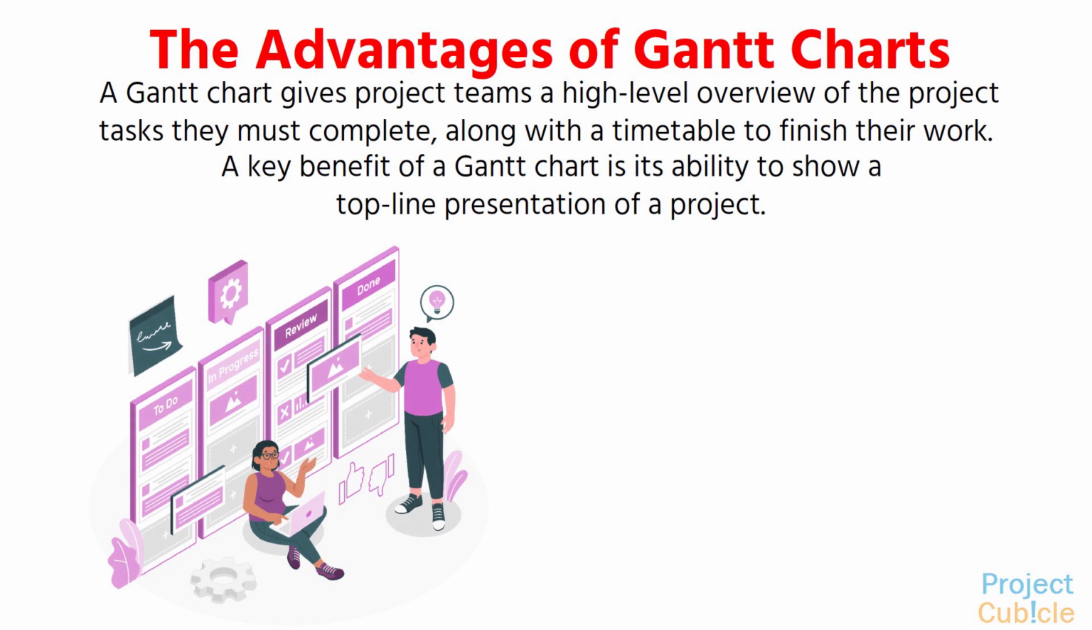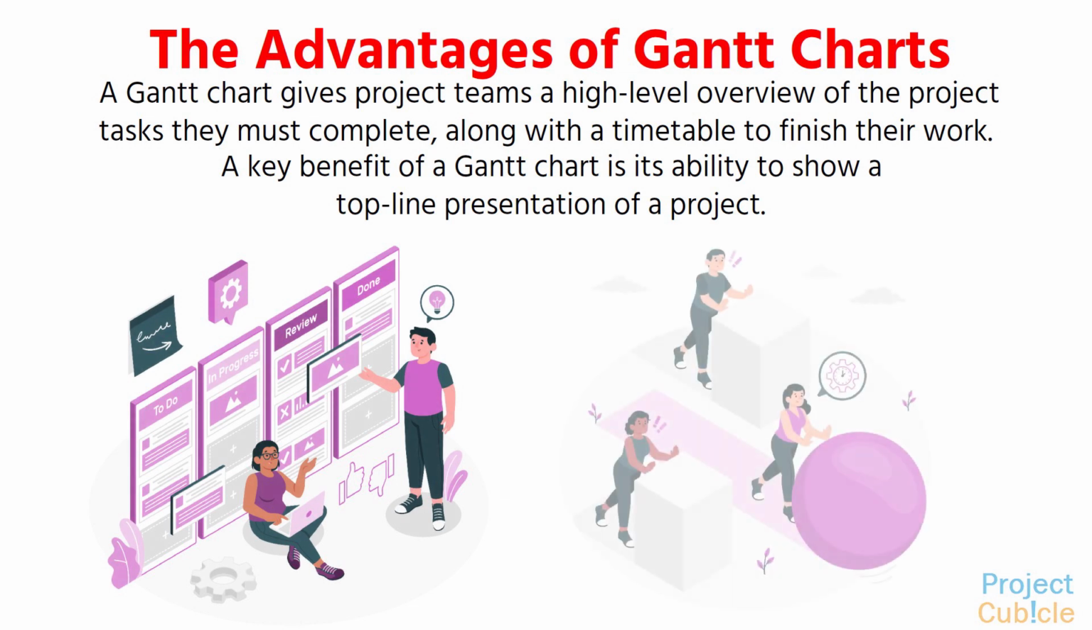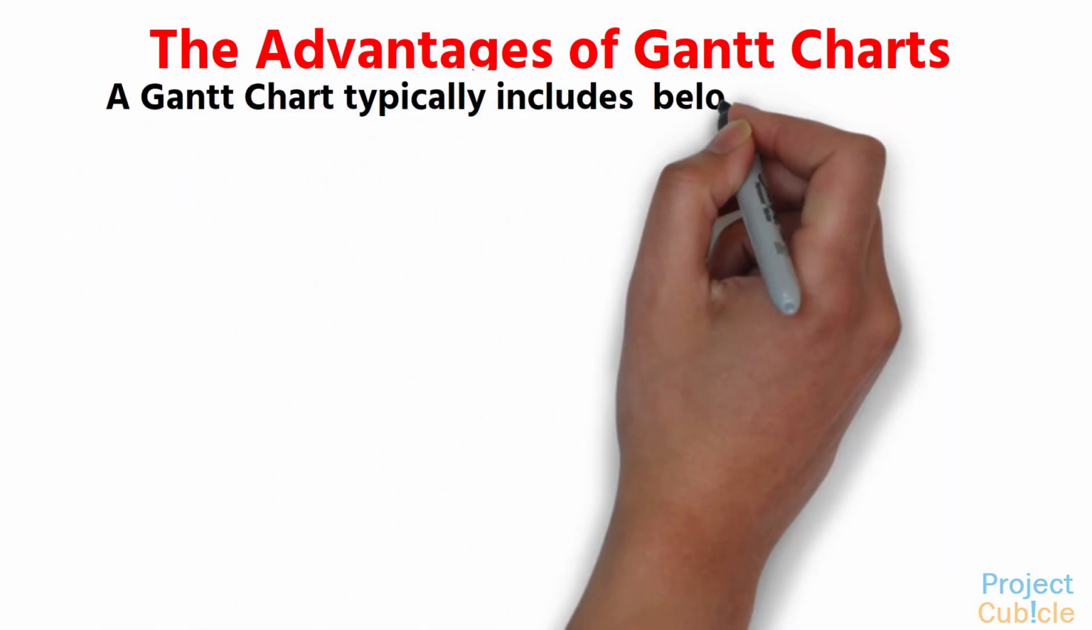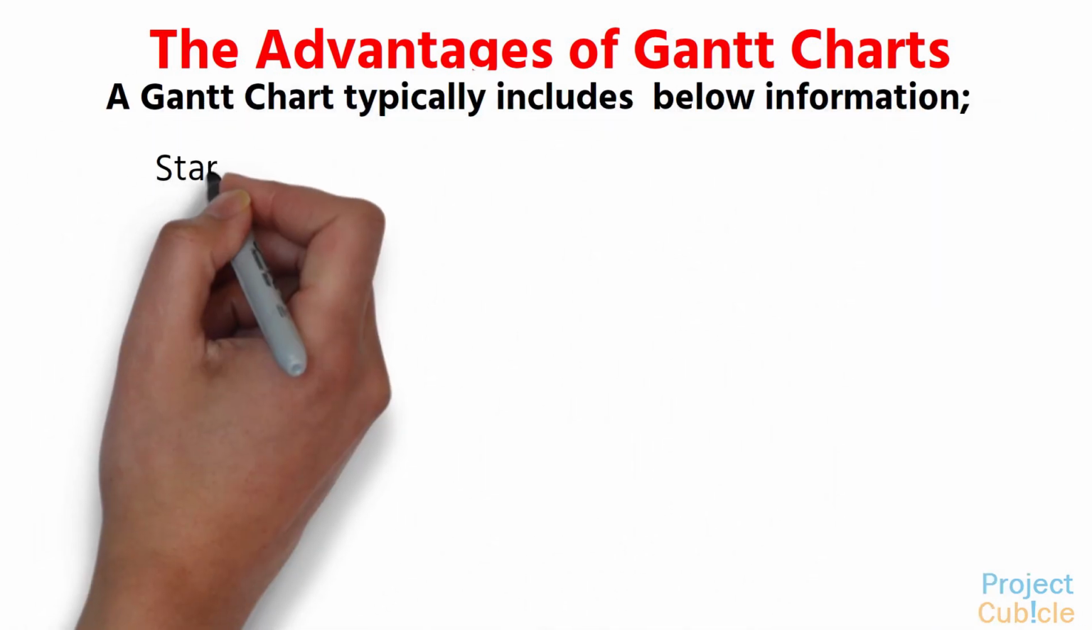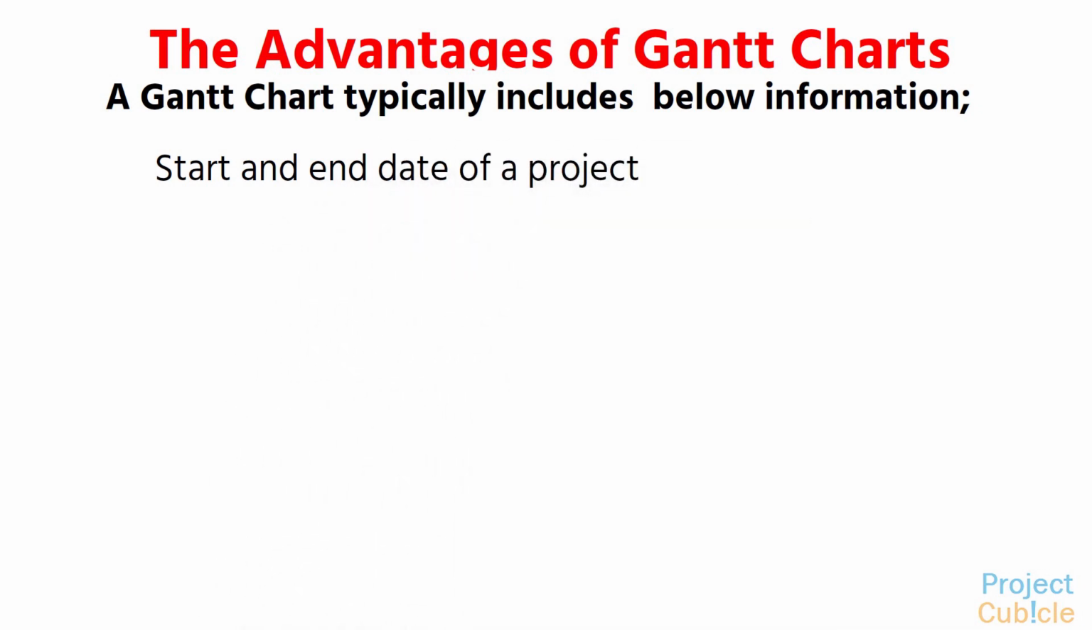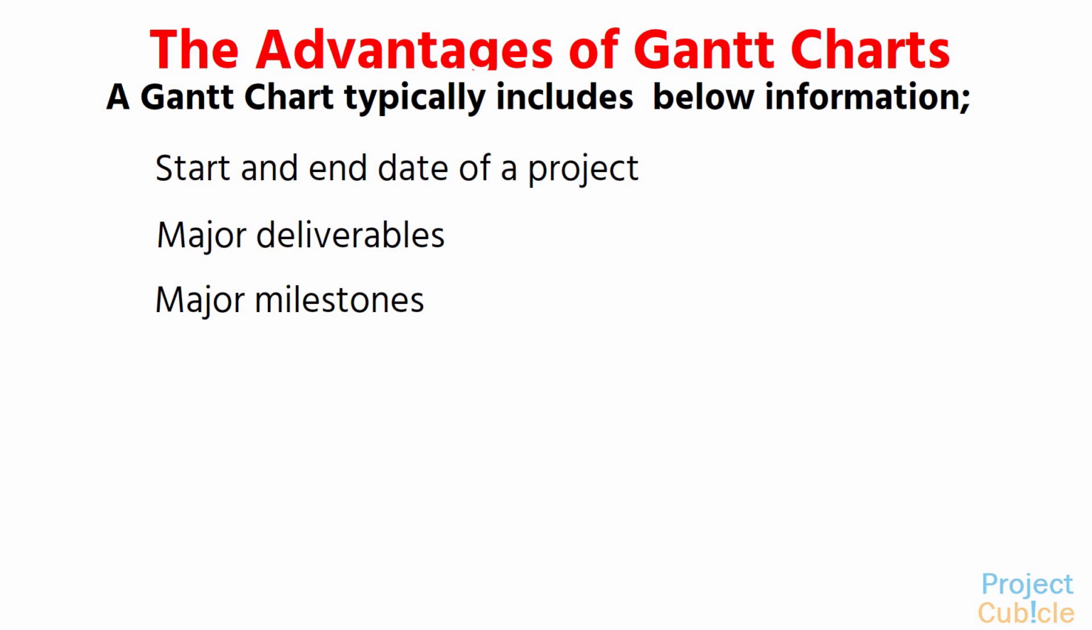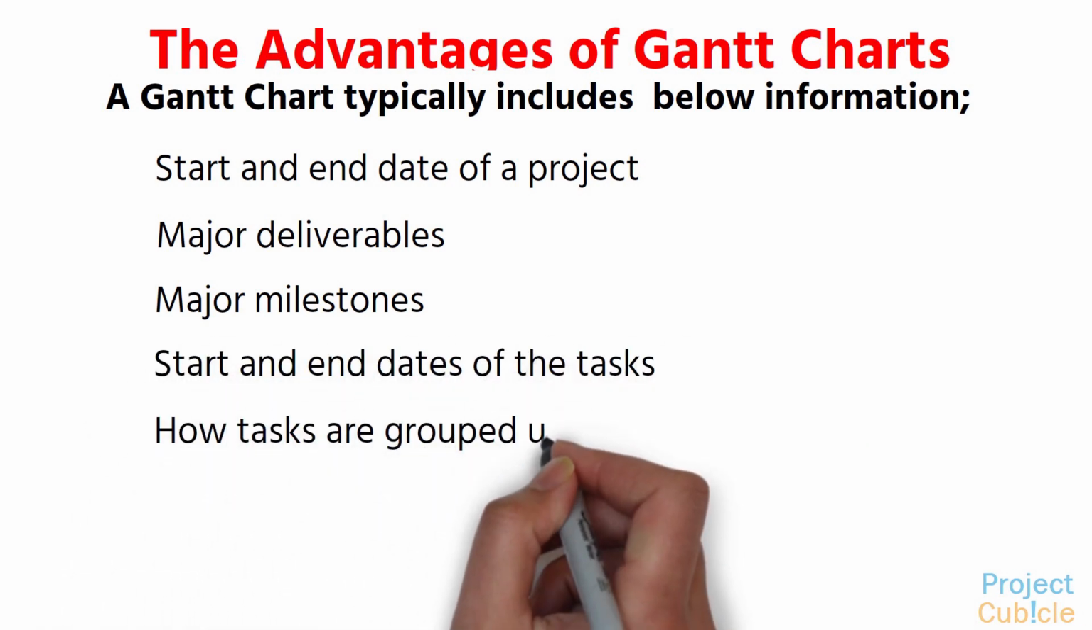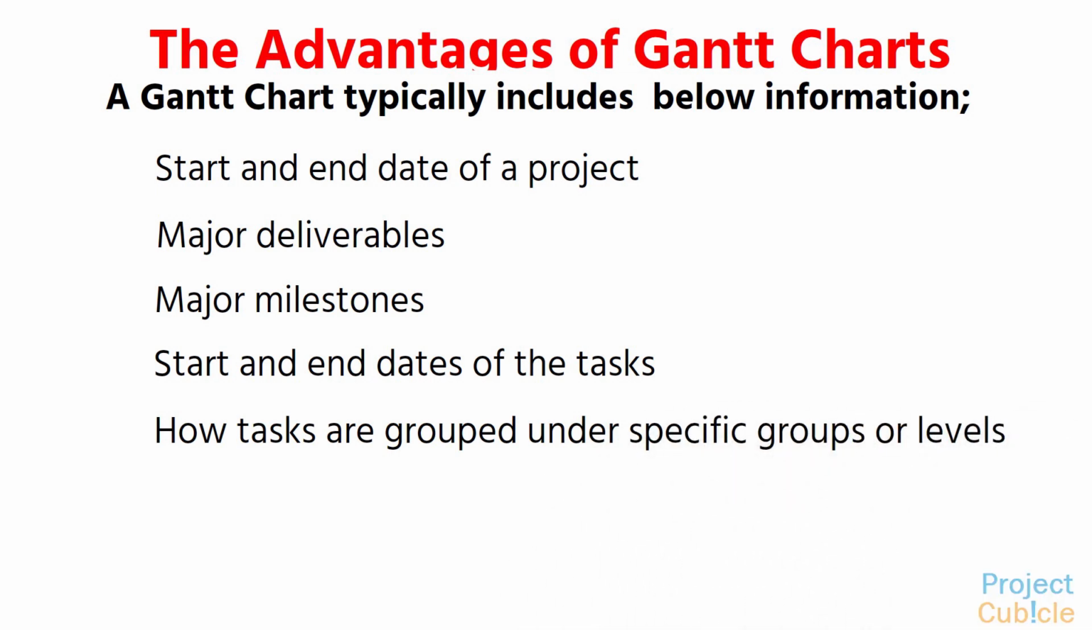Typically, you can insert tasks and group them under specific work breakdown structure levels. In more advanced versions, you can also determine the critical path by establishing relationships between activities. A Gantt chart typically includes the following information: start and end date of a project, major deliverables, major milestones, start and end dates of the tasks, how tasks are grouped under specific groups or levels, and duration of each task.